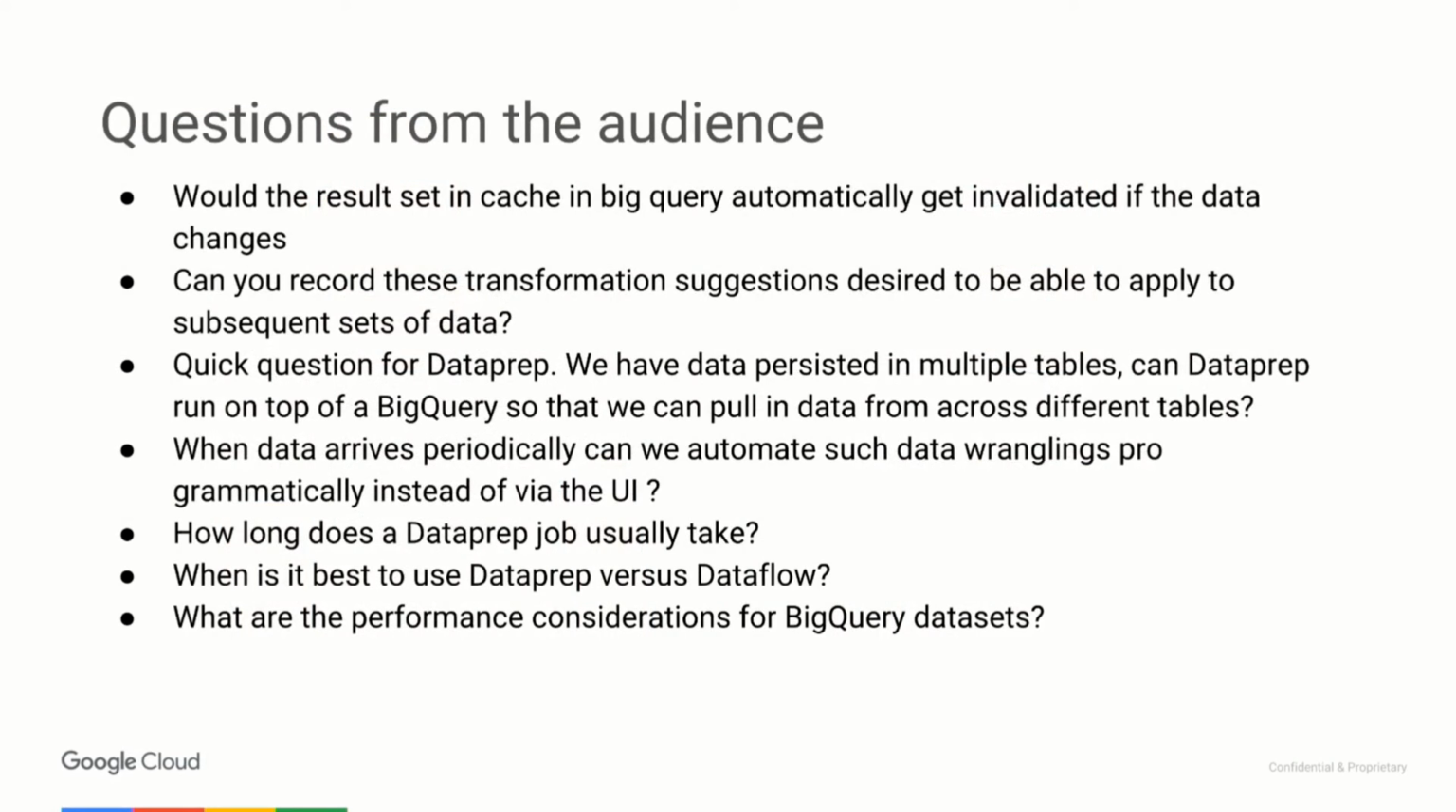First question: would the result set and cache inside of BigQuery automatically get invalidated if the dataset changes? Somebody's definitely played with BigQuery, and that's absolutely true. So cache is invalidated anytime the underlying data changes. And the cool thing is there's a lot of metadata associated with your tables inside of BigQuery, where you can actually look to see when the table was last updated or last modified. And you can actually query that particular metadata as well. I can speak more at length. Take the course. We go into some pretty cool performance characteristics in cache.